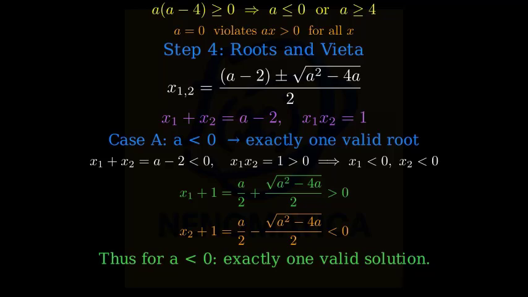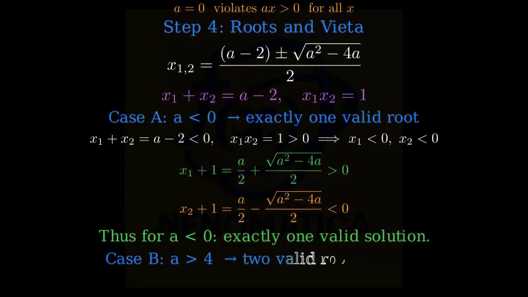Check the domain x plus 1 greater than 0. Compute x1 plus 1 and x2 plus 1. We find x1 plus 1 greater than 0, but x2 plus 1 less than 0. Also, since a is negative and the valid root x1 is negative, a times x1 is positive. Therefore, for a less than 0, exactly one root satisfies both domain conditions, so the original equation has exactly one solution. Case 2, a greater than 4.